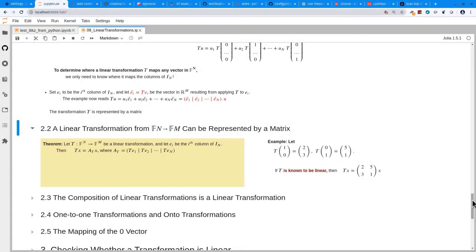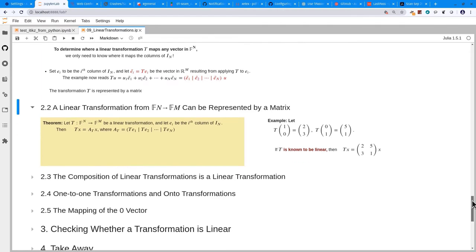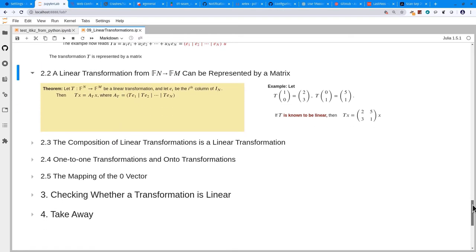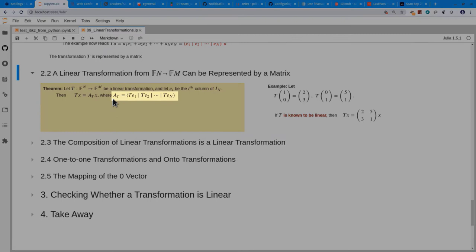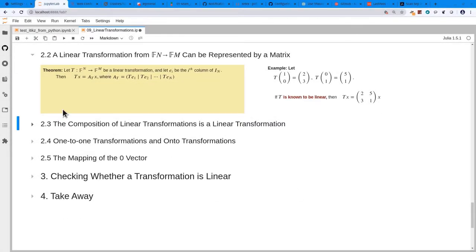So it's going to be very important to figure out whether or not a transformation is linear, because when it is linear, I can represent it simply by a matrix. That matrix has T applied to the first column of I, T applied to the second column of I, through T applied to the last column of I, as columns in our matrix representation.